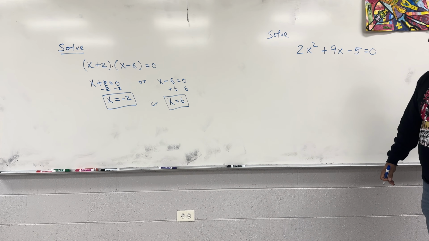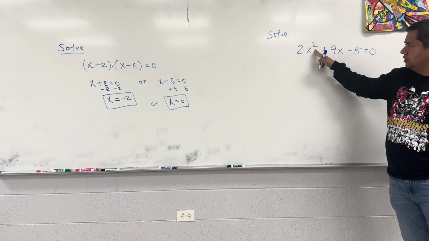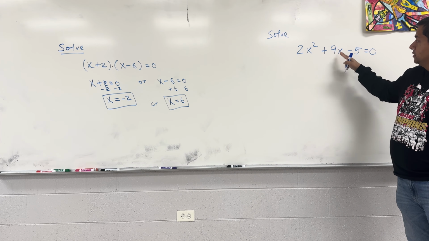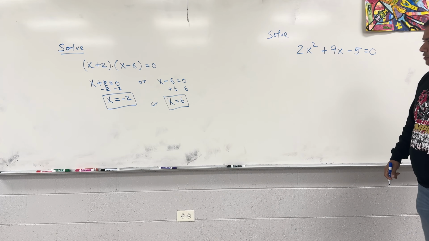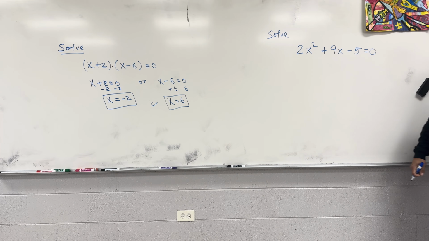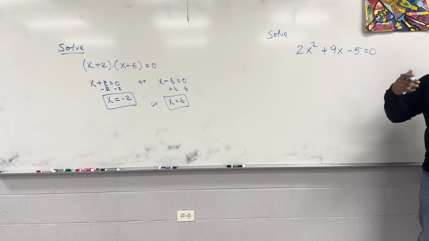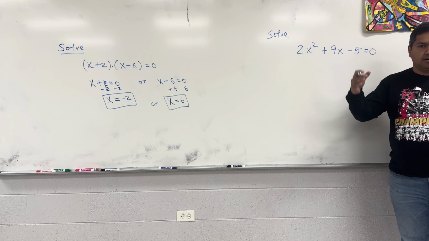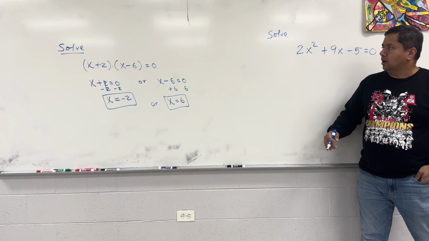So here's your second equation. Of course it says solve. You have 2x squared plus 9x minus 5 equals 0. All right. So how are we solving this? By factoring. There are a couple of other ways to solve, but that will be done in the future.